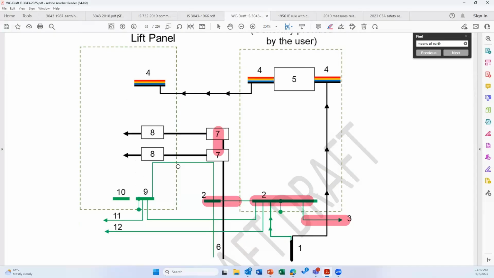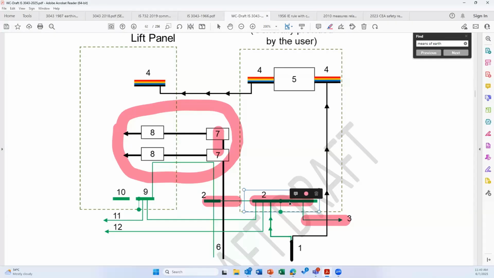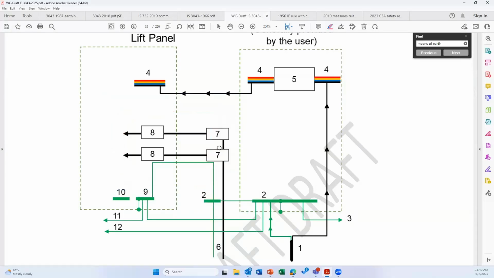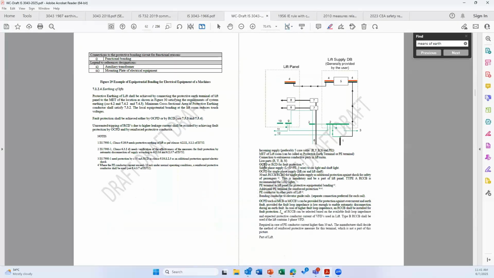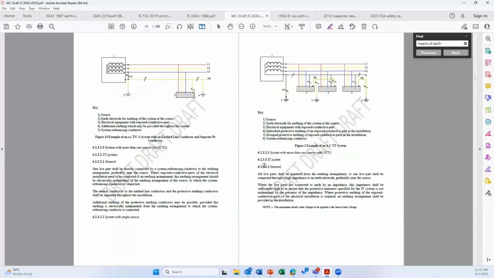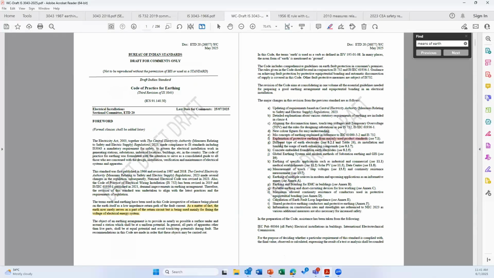In a TT system, sometimes you need to have an RCD for fault protection and an additional RCD, a 30 milliampere RCD for the car. The single phase supply has to have a separate 30 milliampere RCD. That means in a lift, sometimes you may have to have a 300 or 500 milliampere RCD for the main power panel and a 30 milliampere RCD for the lift panel in order to protect people from electric shock. So this is information which has been included in the standard.